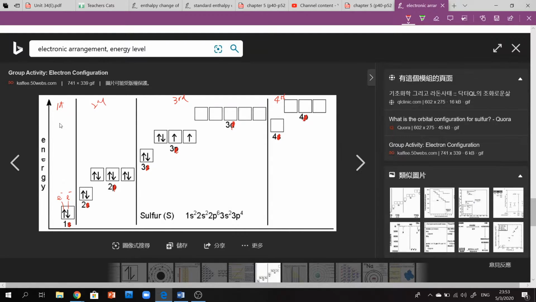Okay, so what is the hidden message? The first shell accommodates 2 electrons maximum. The second shell, 1, 2, 3, 4, 5, 6, 7, 8. The third shell, 1, 2, 3, 4, 5, 6, 7, 8, 9... it should be 18 electrons, and so on. Right? Okay, you get the point. So you are going to fill in those electrons according to the energy level.